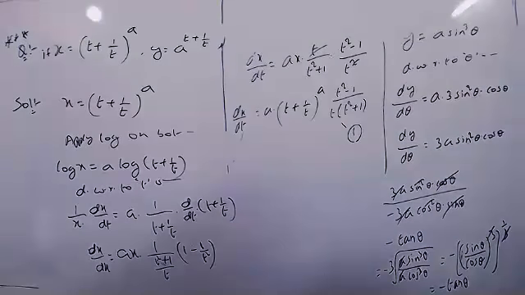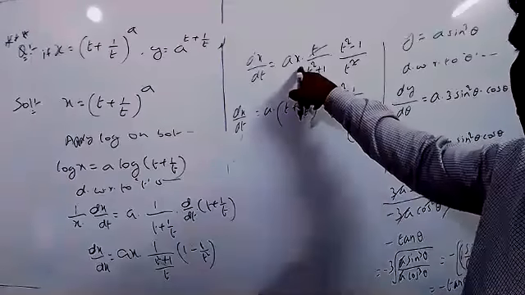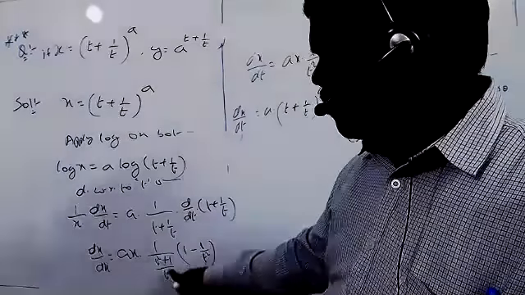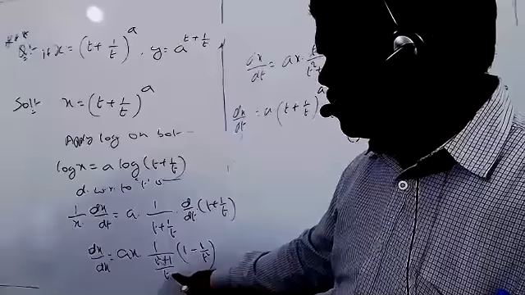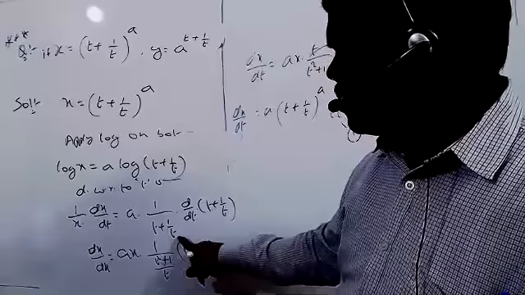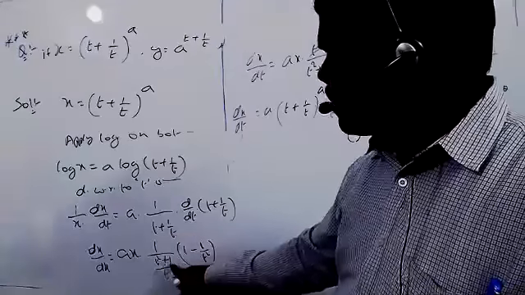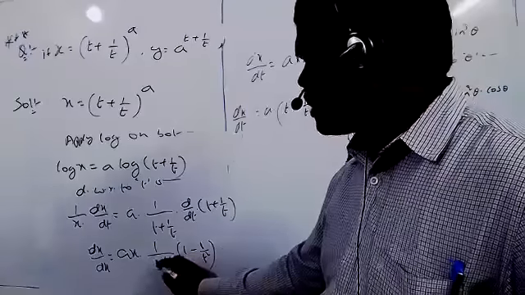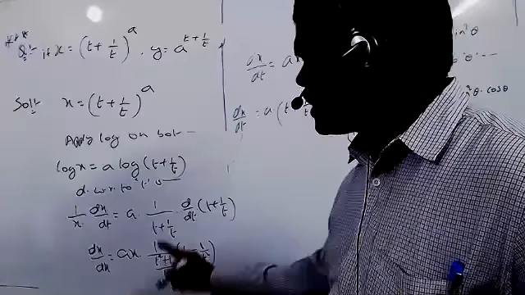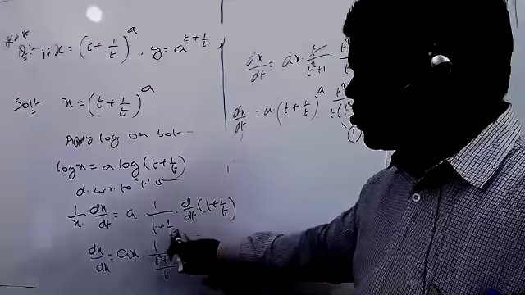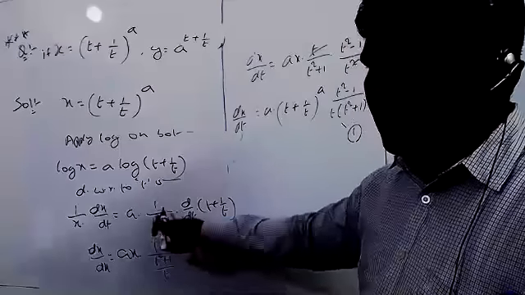Sir, is that ax into 1 by t square plus 1 by t, sir? No, in the previous step here, I'm taking LCM here now. Sir, how to get t square here? What is that 1 by t square plus 1 by t? I'm taking LCM here. What is the LCM of 1 comma t? t is the LCM. So t into t equal to t square plus 1.